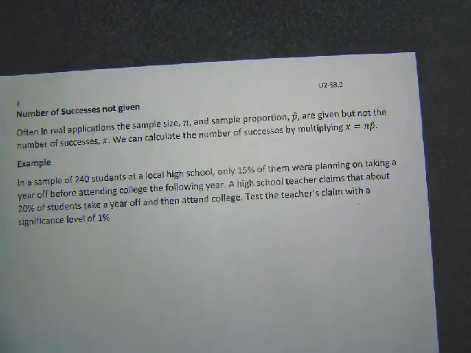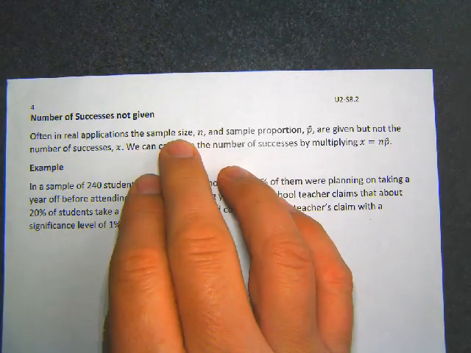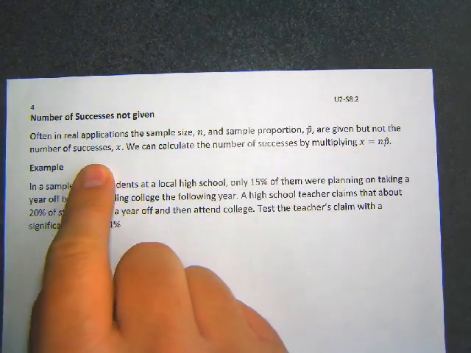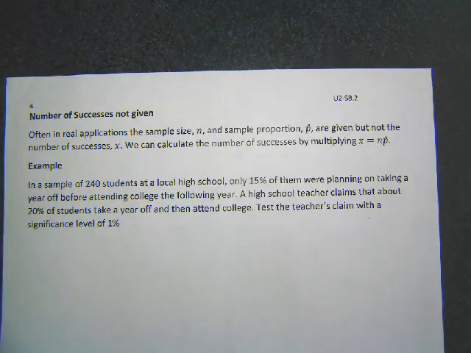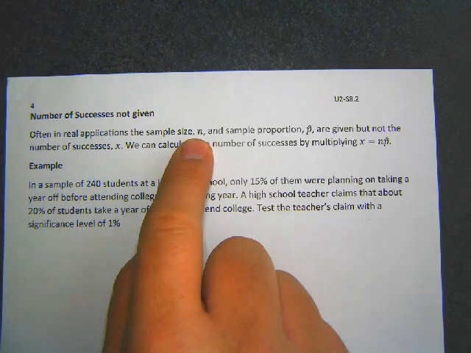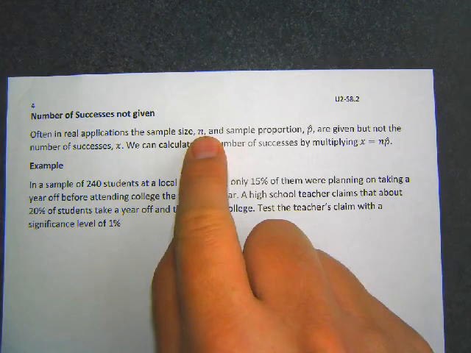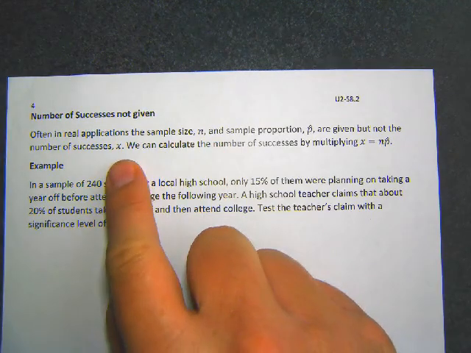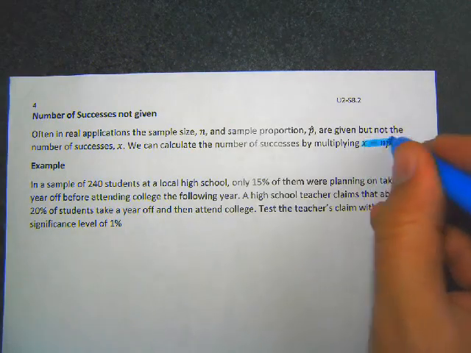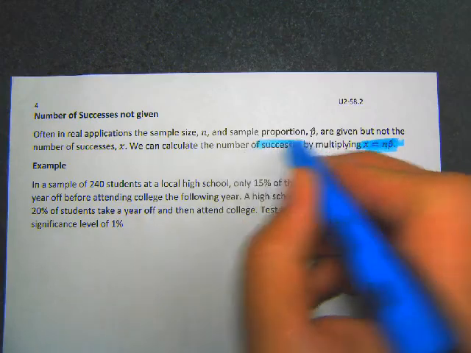That's the big idea. This last one, the big difference here is that sometimes they'll give you the sample size and they'll give you the proportion, but they don't give you the number of successes. So instead of giving you x and n like we've been doing, sometimes they'll just give you p hat and n. Well, that's not a big deal, because if you know the proportion and you know the sample size, you can find the number of successes x by multiplying the number sampled times the proportion. So this is what we do if you're looking for the number of successes because they didn't give it to you.